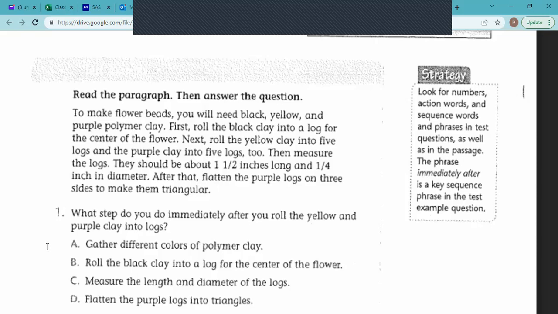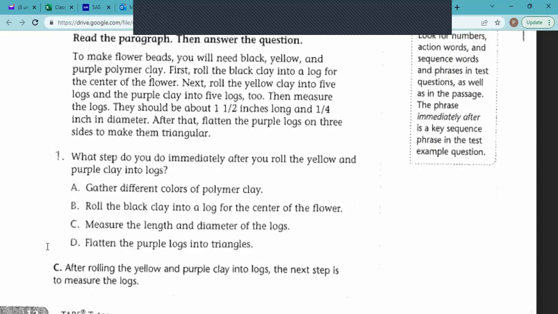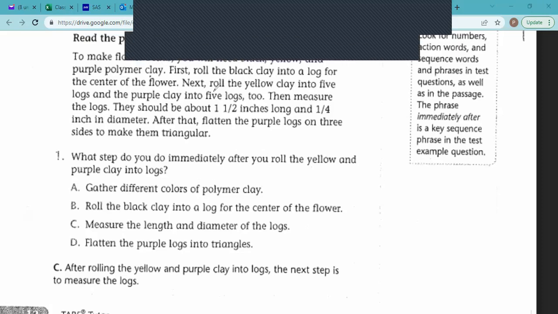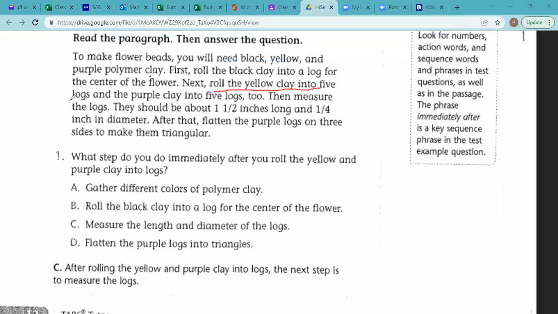All right, so the correct answer to this would be C. Measure the length and the diameter of the logs. After rolling the yellow and the purple clays into logs, and we have that right here, it says, "Then measure the logs." So that would be why C is the correct answer.